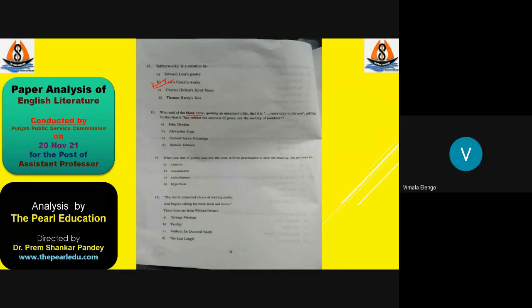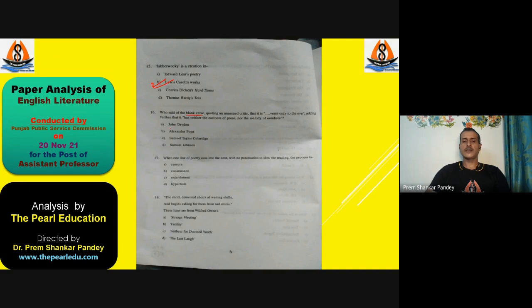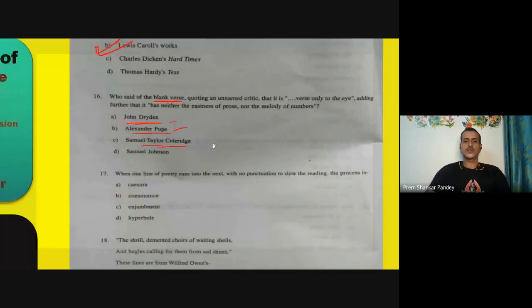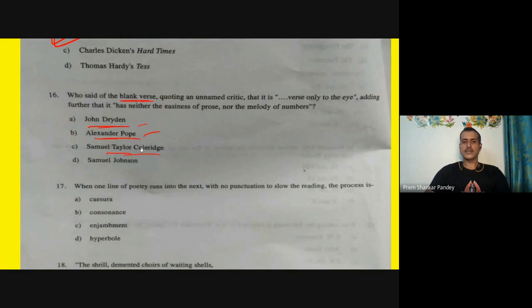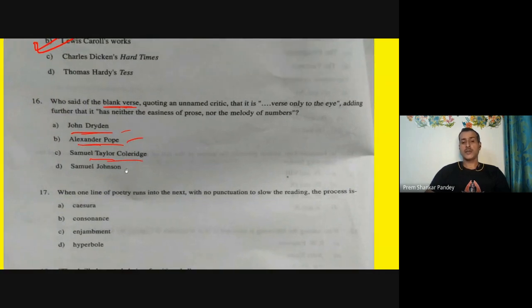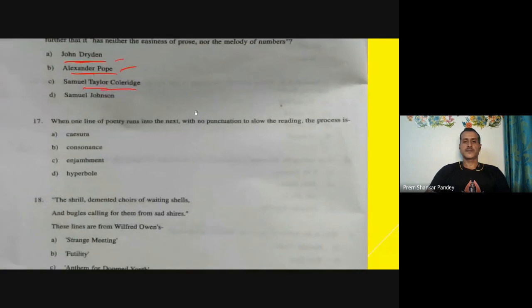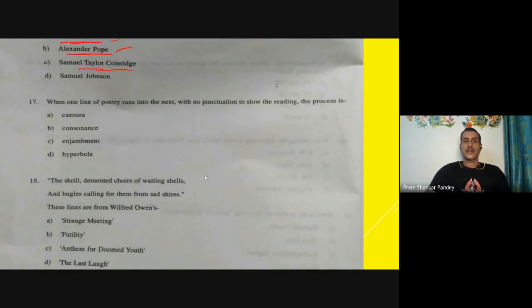So Samuel Johnson. Then you have to find whether anyone has written about those playwrights, Marlowe and all. Dryden has not written. Sir, could you please zoom it a little bit? Yeah, sure. So Dryden has nothing written about blank verse. Pope has nothing written. Coleridge has not written. Johnson has written about 52 poets in Lives of the Eminent Poets. While he was talking about the life of Milton, for writing Paradise Lost in blank verse, there he has discussed this quotation. Okay, so Samuel Johnson is the right answer for this question.